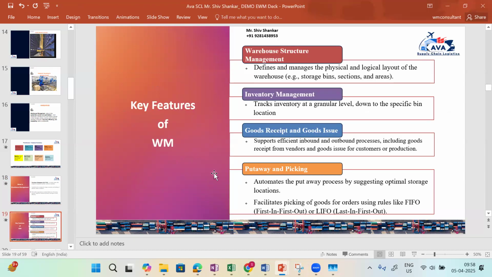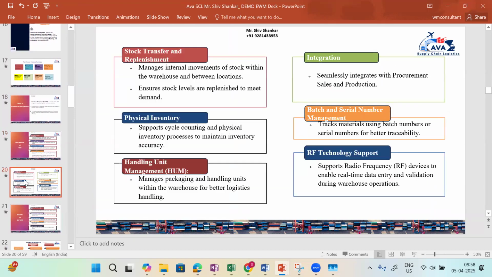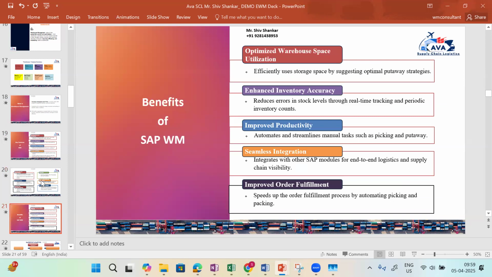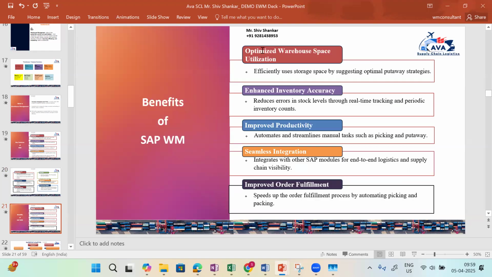In the SAP WM, you have the structure, putaway, picking, goods receipt and goods issue. These are all key features. Then other key features include physical inventory, stock transfers and integration. These are all features within the SAP WM. The benefits of implementing SAP WM are to optimize the warehouse space utilization, seamless integration, etc.